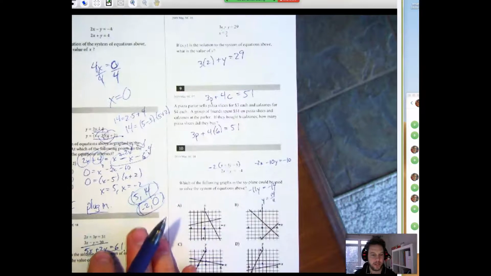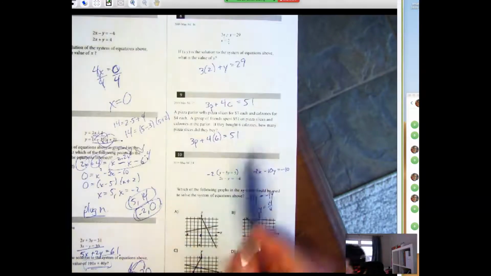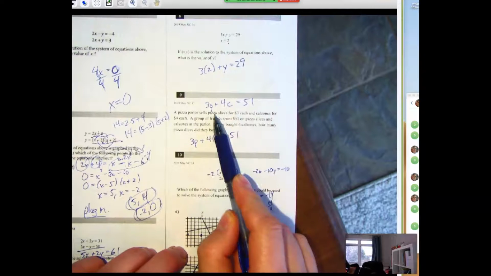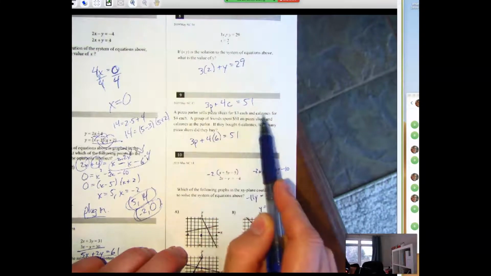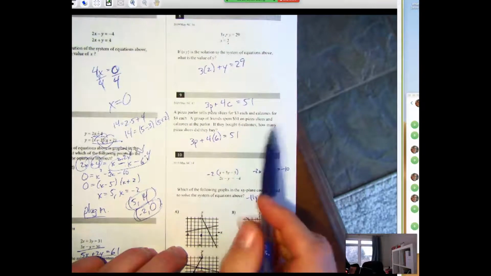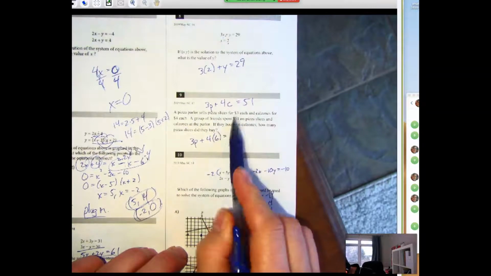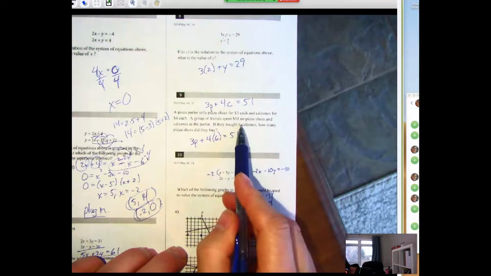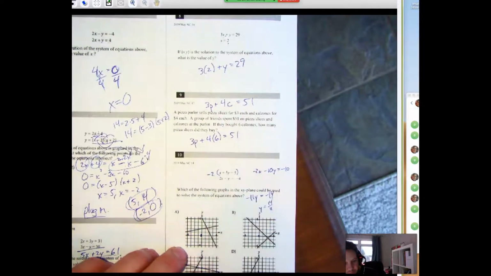Number 9, we're writing an equation and then plug it in. So $3 for a slice of pizza, that's 3p. Calzones, $4, 4C. Now I want a calzone, that sounds delicious. $51, so that's how much they spent. They bought 6 calzones, so you can just throw 6 in for C and solve that.